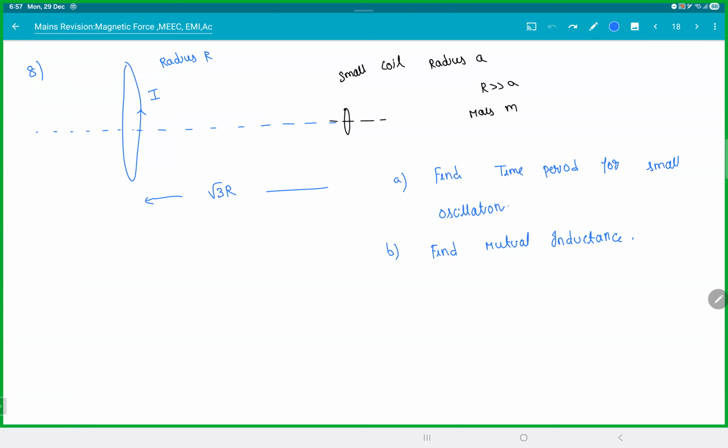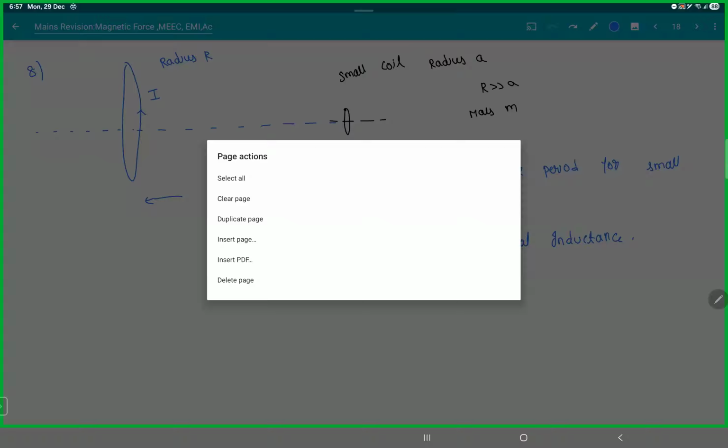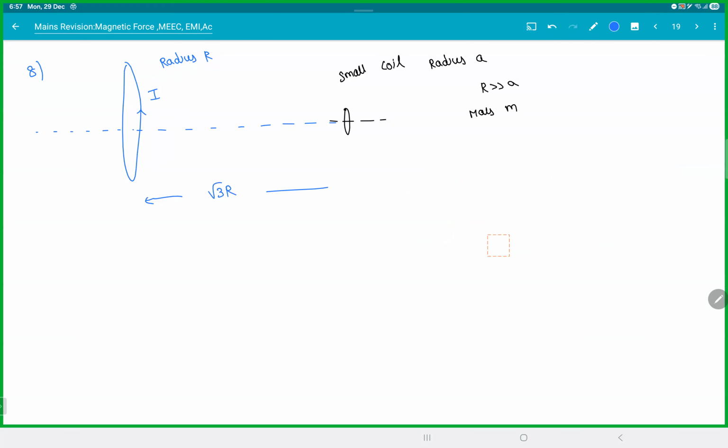Let's see. First of all, I hope you remember the magnetic field formula for this big ring. Without that, you're lost. And in exams sometimes that formula itself is a question. B is equal to mu naught capital I r square by 2 into (r square plus x square) whole power 3 by 2. Do you remember? This is the magnetic field as function of x on the axial line.